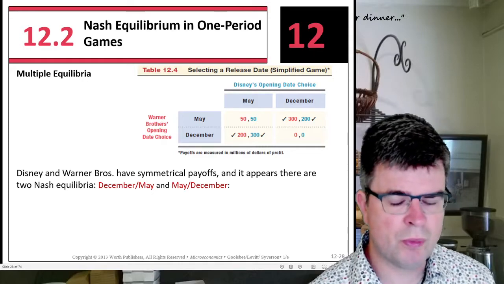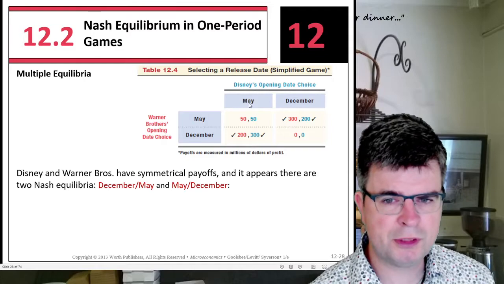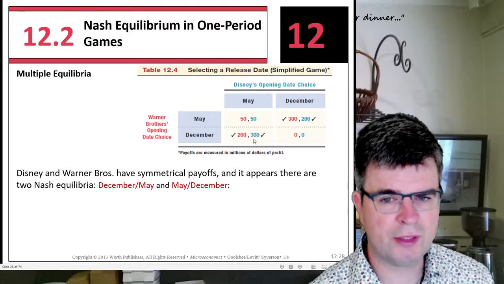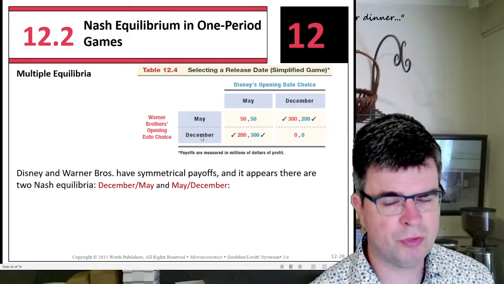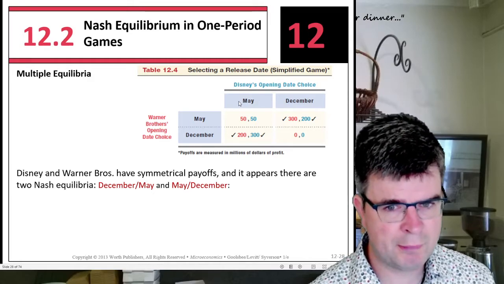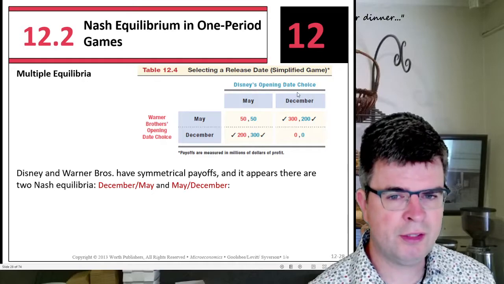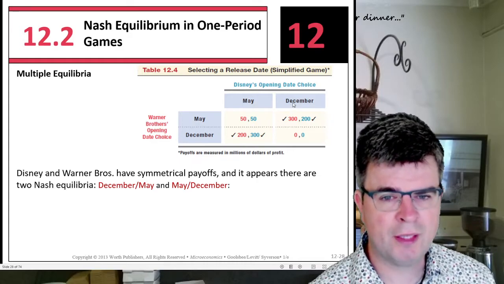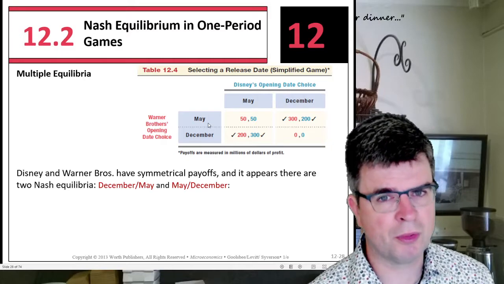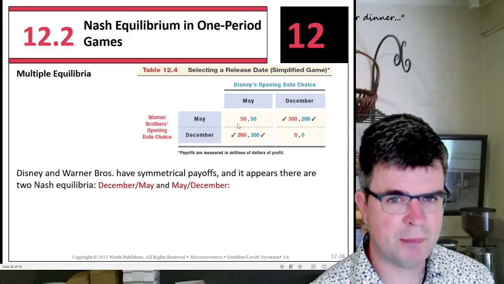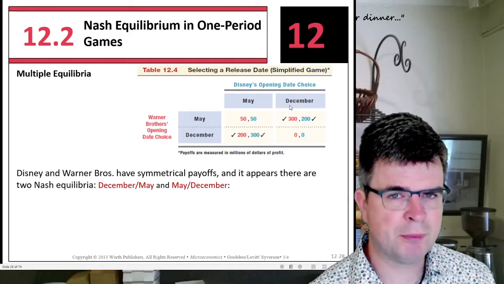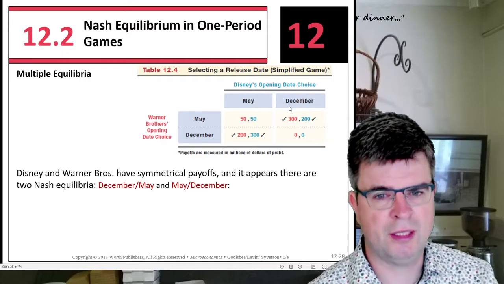Now this is a game with two Nash equilibria, because given that Disney opens in May, it's optimal for Warner Brothers to open in December. And given that Warner Brothers releases in December, it's optimal for Disney to release in May. So December for Warner Brothers, May for Disney is one Nash equilibrium. But we have a second one where Disney releases in December and Warner Brothers releases in May, because also there, given that Disney releases in December, it's optimal for Warner Brothers to release in May. And given that Warner Brothers releases in May, it's optimal for Disney to release in December. So May for Warner Brothers, December for Disney is a second Nash equilibrium in this case.